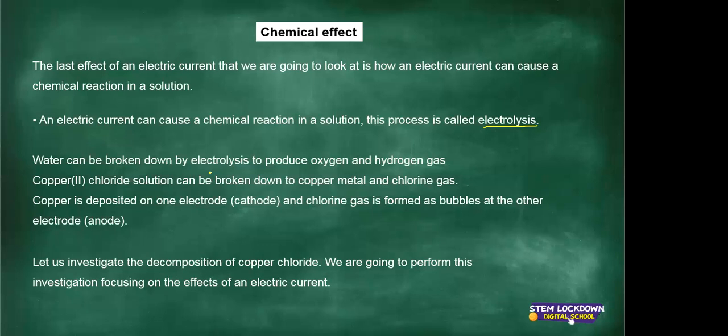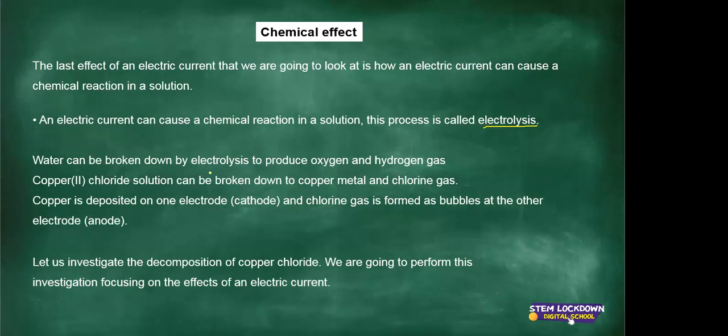The copper is deposited on one electrode. Now you get a cathode and you get an anode. And the chlorine gas is formed as bubbles at the other electrode, and that is called the anode.